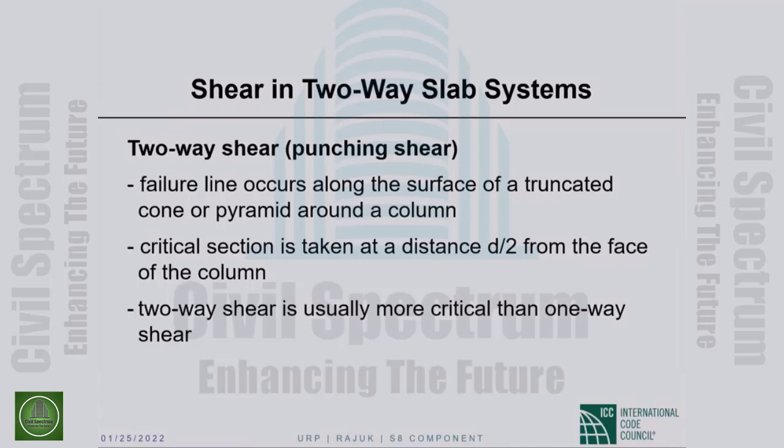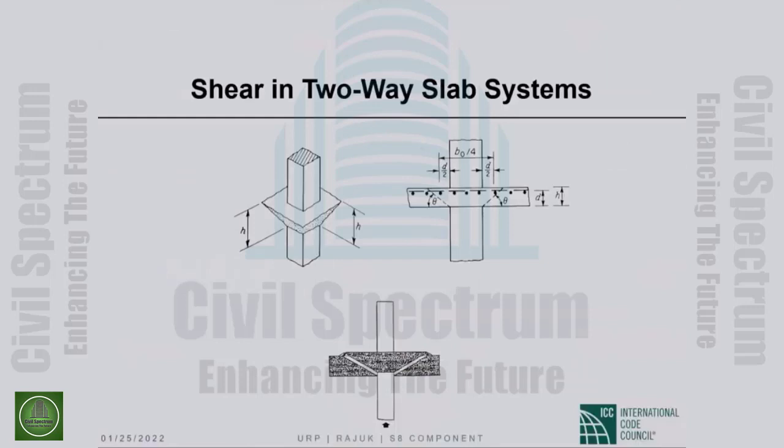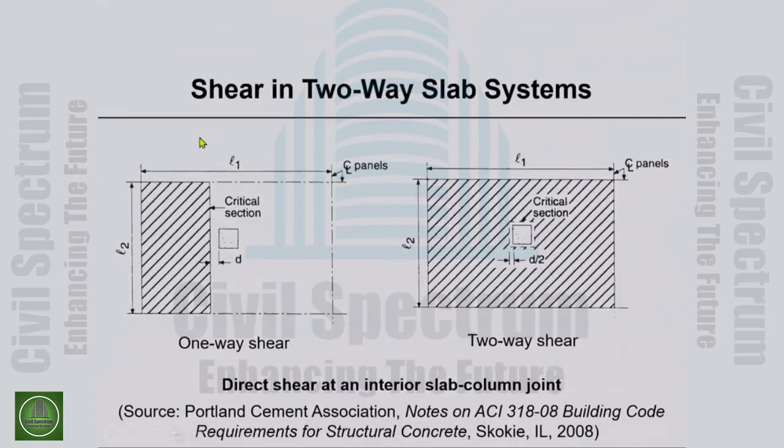Two-way shear is usually more critical than one-way shear, as I've been telling you for quite some time now. Okay, so the main thing you need to understand is that the critical section is as thick as the slab and is all around the column. So the critical section for one-way shear is here, 1d away from the support face. And the load that causes one-way shear is the entire load that sits on the slab on the hatched portion outside of the critical section, from the critical section to the panel center line.